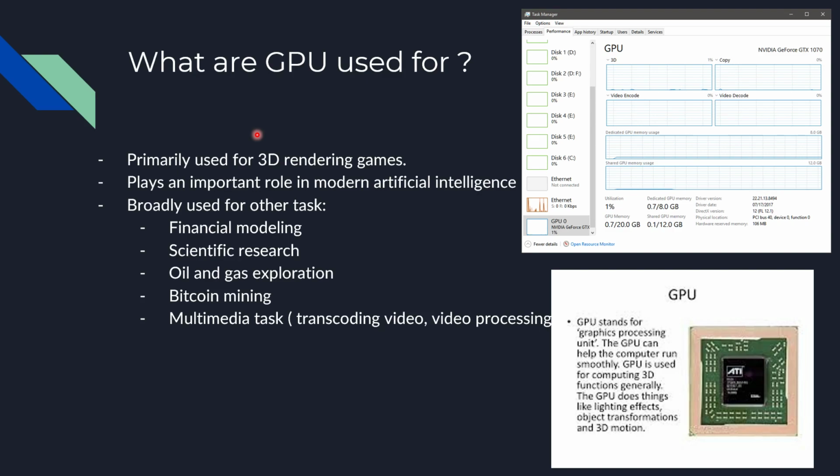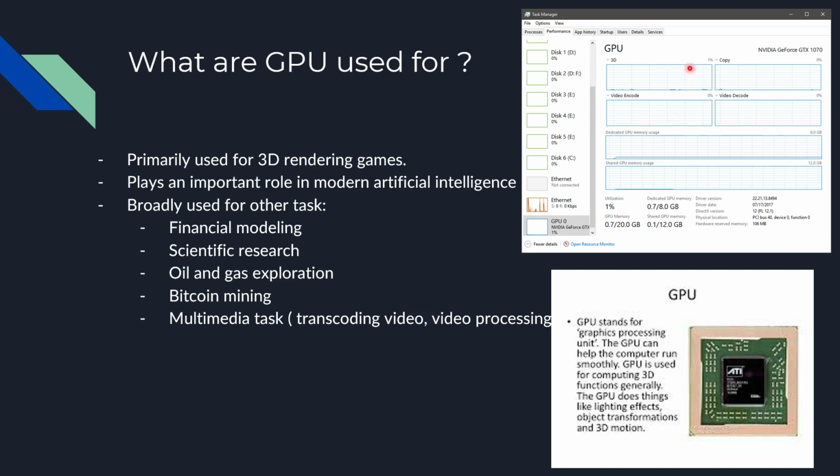What is a GPU? GPU is a short form for graphics processor unit. It is primarily used for 3D rendering games. The GPU also plays an important role in modern artificial intelligence. Other than that, the GPU can perform other tasks such as financial modeling, scientific research, oil and gas exploration, Bitcoin mining, and multimedia tasks. Such multimedia tasks are transcoding video and video processing.